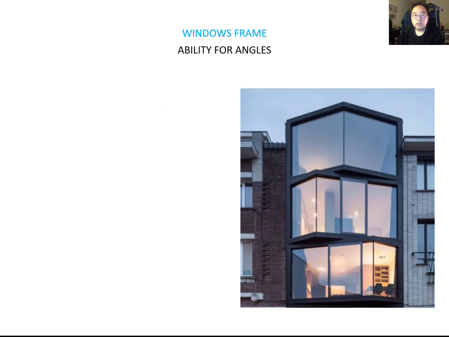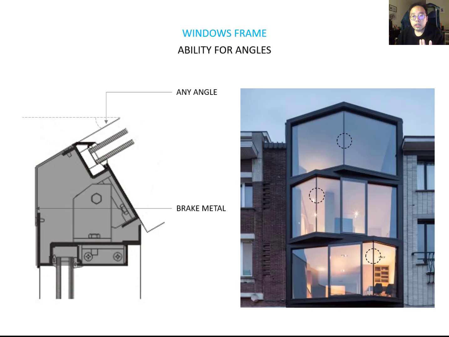Next example: how do you make this angled window? If you need to design an angled facade, you can use a special window frame. You can see this is an angled window frame. It's easy to adjust the angle depending on the angle required by the designer. So you can adjust and fix the board, and then you can install and construct the glazing from this frame.